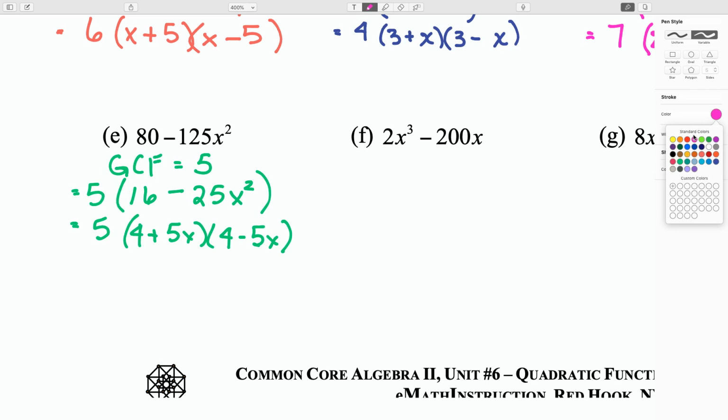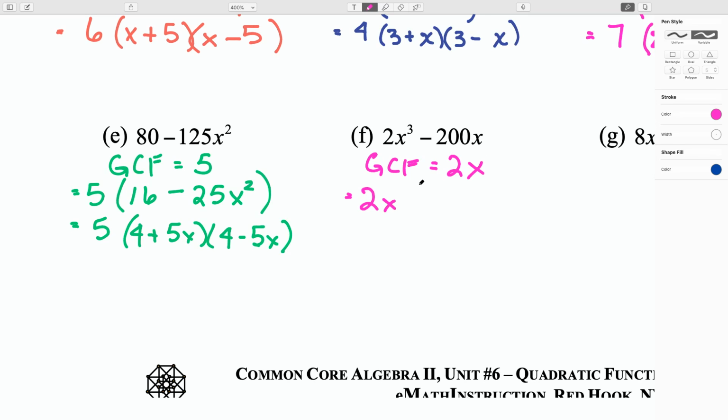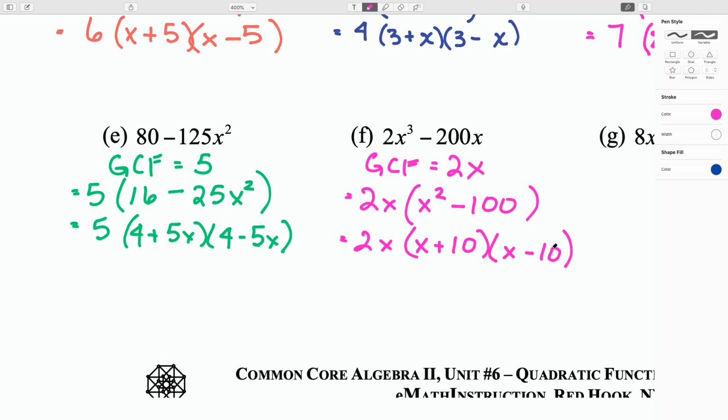Next, the GCF is 2x. Write that on the outside. 2x times x squared will give me 2x cubed minus 2x times 100 will give me 200x. Now I'll use the difference of perfect squares method. Put my x's, my plus, my minus, and tens, because 10 times 10 is 100.